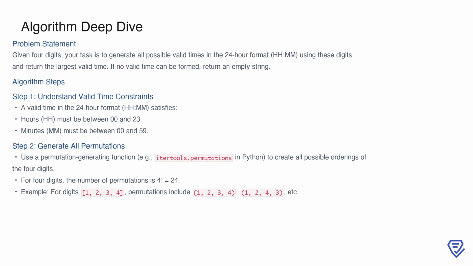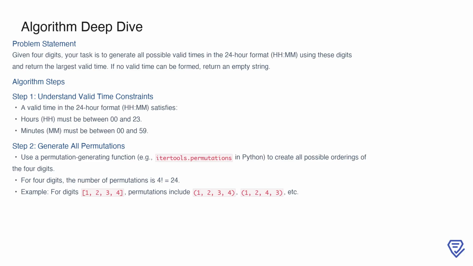The problem asks us to determine the largest valid time in the 24-hour format from 4 given digits. A valid time must adhere to strict rules. The hour part, represented by HH, must fall between 00 and 23, and the minutes, represented by MM, must fall between 00 and 59.